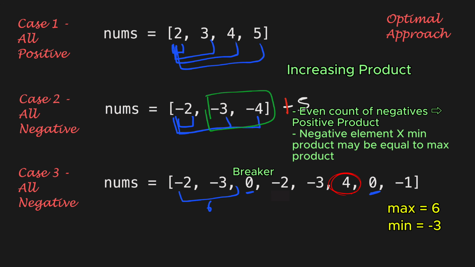Then the next element we encounter is 4. Hence the product of this subarray is 24, which is more than the maximum product of 6 we have seen earlier. So the max product now becomes 24 and we encounter 0 again. And finally the last subarray we see is -1, which is smaller than the maximum product of 24. So overall maximum product remains +24.